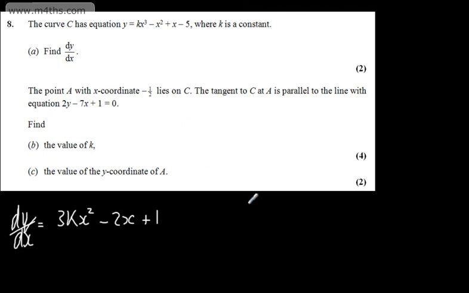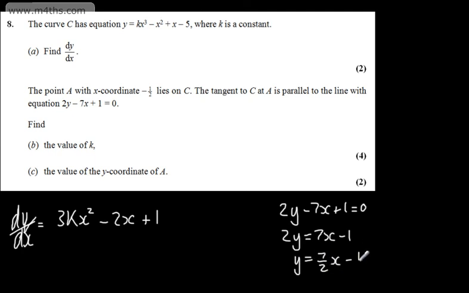Let's start off with this line. I'm just going to rearrange this. So what we have now is 2y minus 7x plus 1 is equal to 0. So we can say that this is now 2y is equal to 7x minus 1, and that y is equal to 7 over 2 x minus 1/2. We can see this is in the form y is equal to mx plus c, and m, which is the gradient, will be 7 over 2.